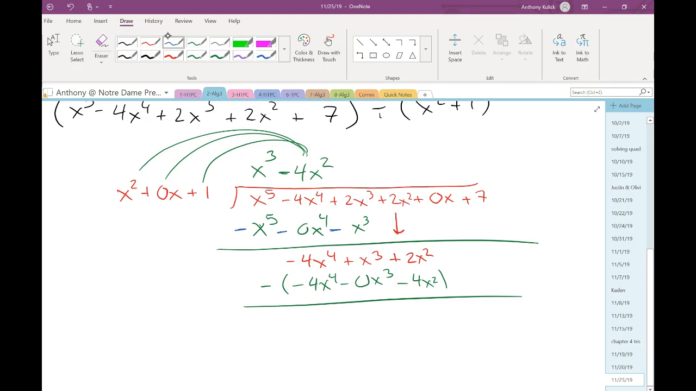I'm going to distribute through the negative, so that negative 4x squared is going to become positive. The 0 is going to be positive. That doesn't really matter because it's 0. So, negative 4x to the fourth plus 4x to the fourth is 0. X to the third plus 0 is x to the third. 2x squared plus 4x squared is 6x squared. We need to bring down the next term.